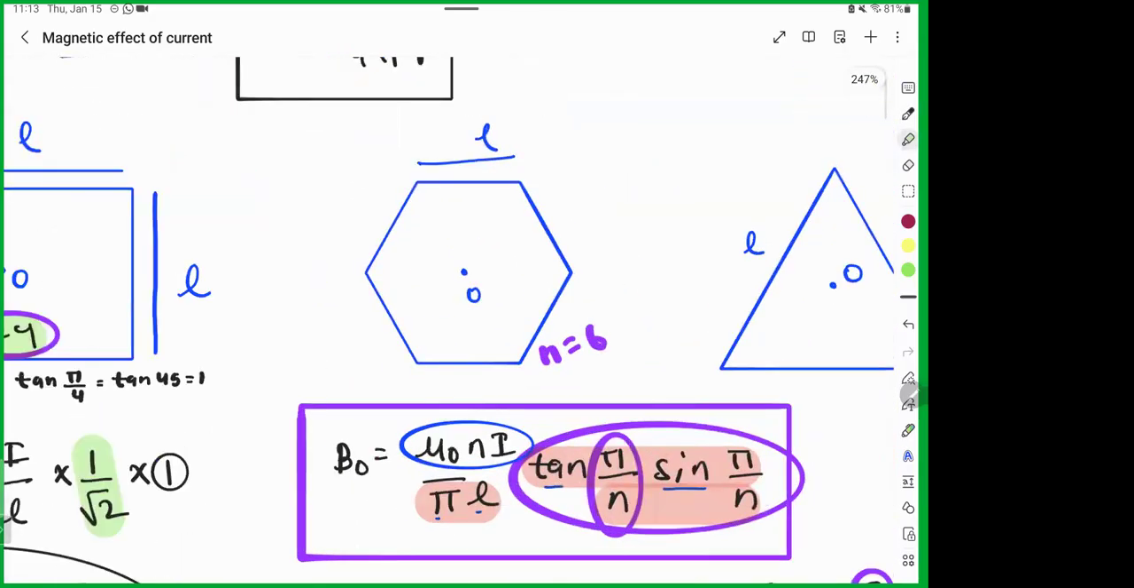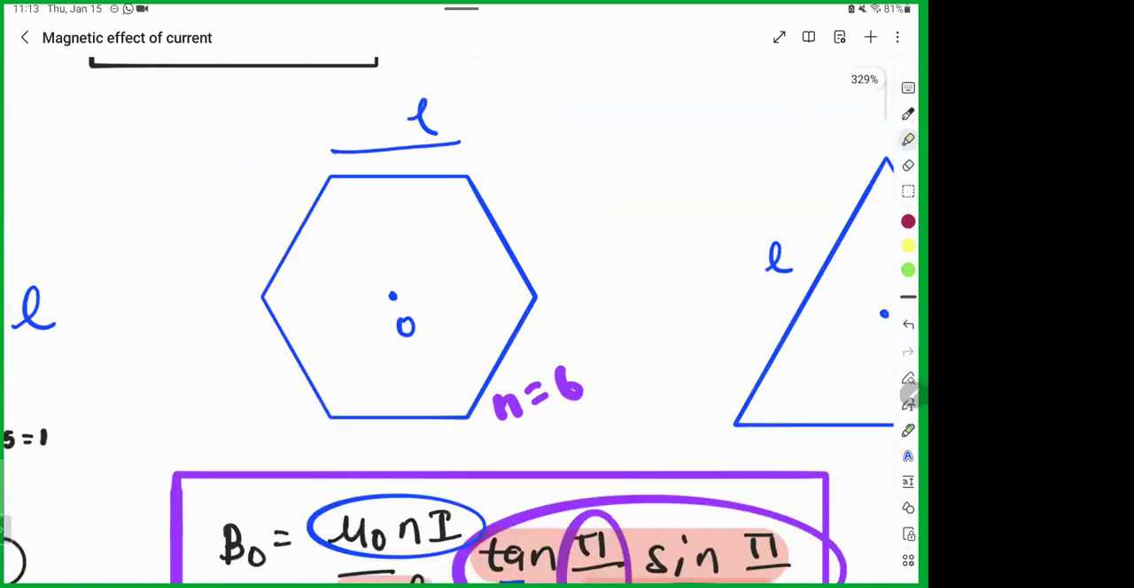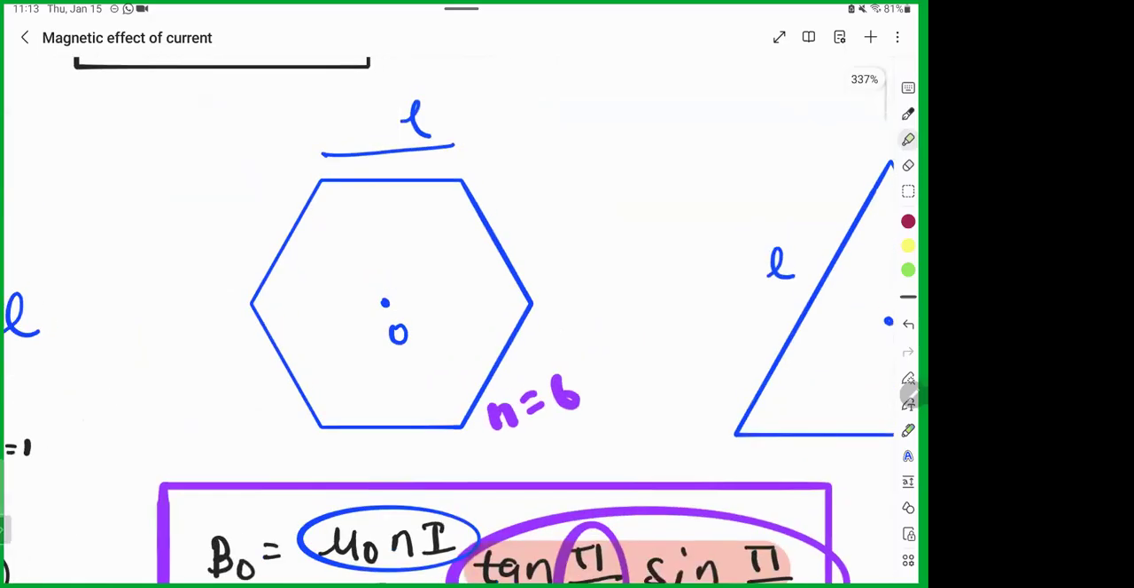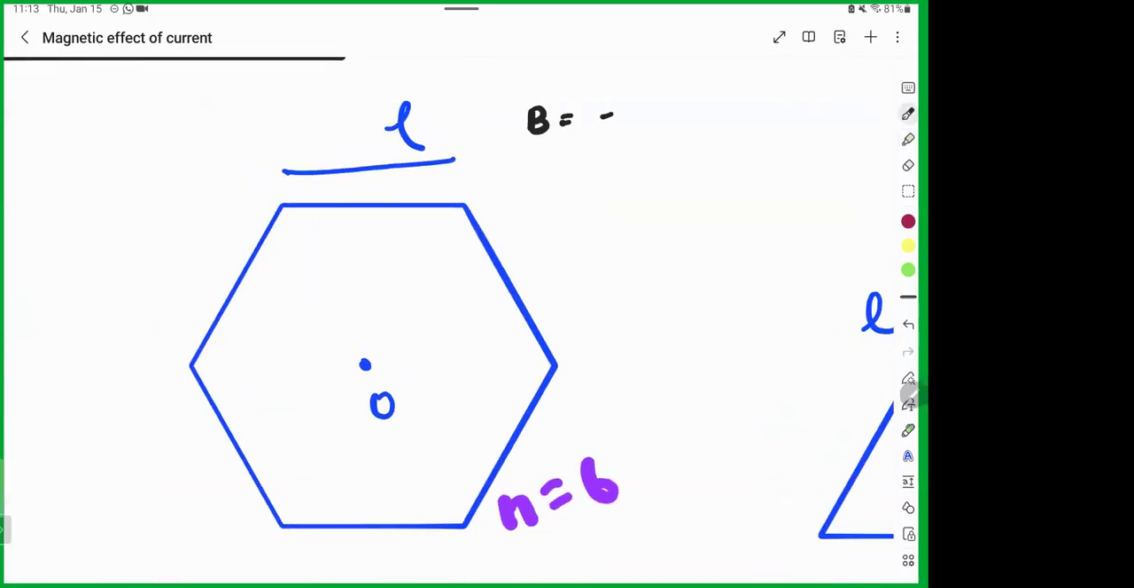In this case, if you want to calculate the magnetic field at the center, the formula is μ0 n I by π L into tan π by n and sine π by n.